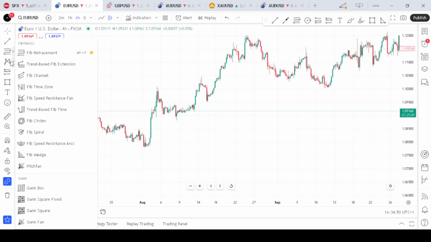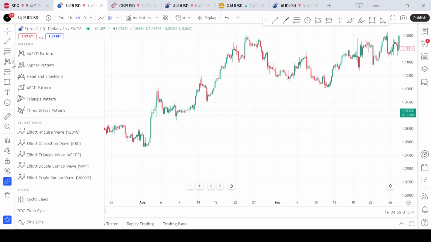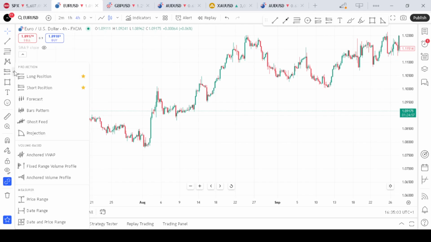Now we are talking about the volume profile. The volume profile is an advanced charting tool that provides a detailed view of trading activities by displaying the total volume traded in each price level over a specific time period. This is basically what the volume profile indicator is all about.